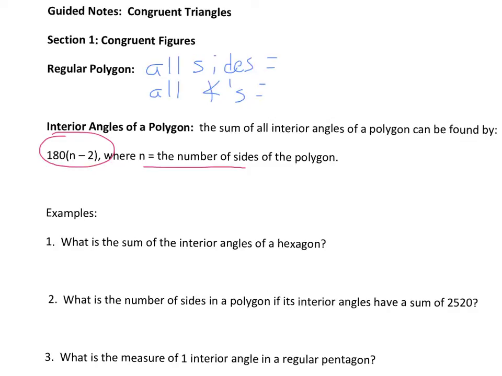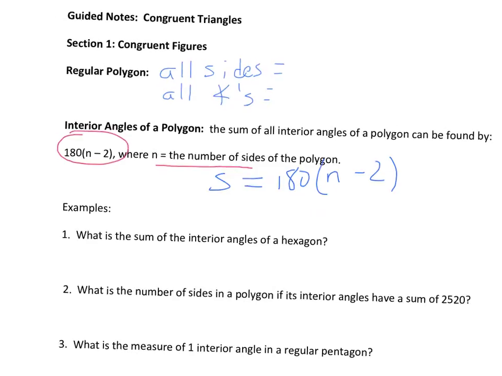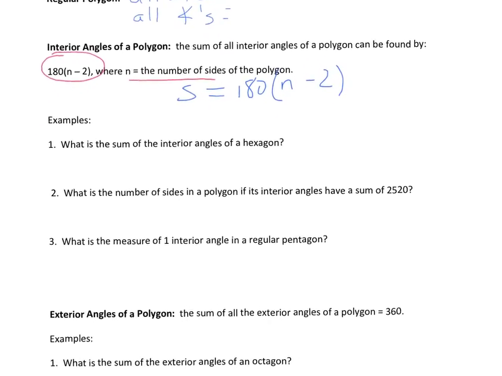Okay, if we want to write, I like to use an S, so the sum of all the angles inside is 180 times n minus 2. So now let's go on to some example problems here.